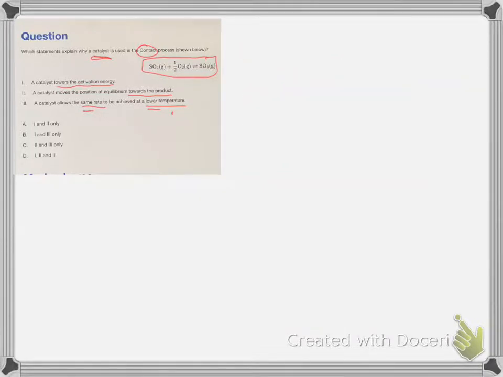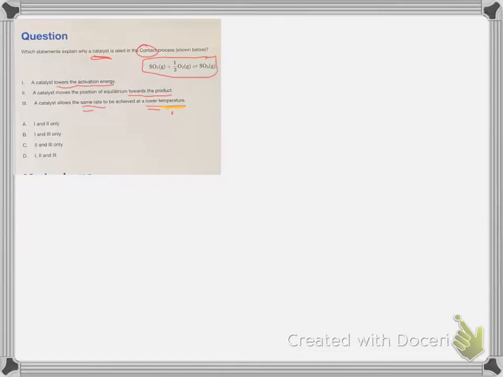So now going back to the question, a catalyst allows... we could recognize the temperature is given in one of the options. A catalyst allows the same rate to be achieved at a lower temperature, and we saw that in the graph that I've just drawn, and in the explanation that I've just explained.